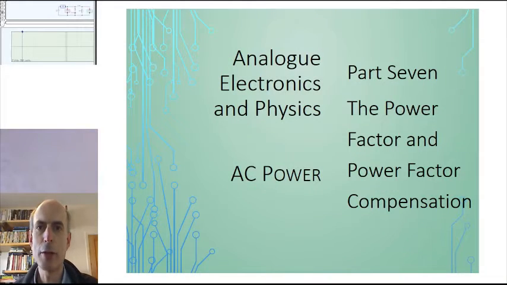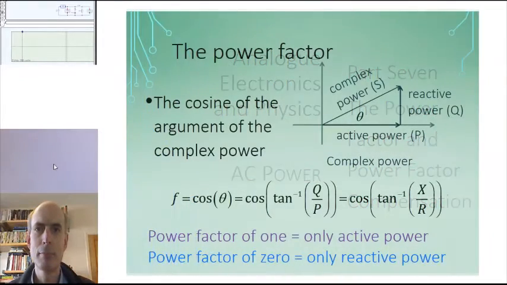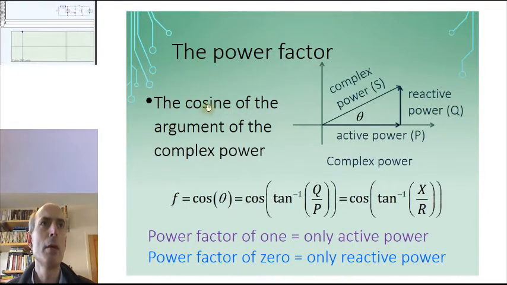Hello, and in this final video about AC power, I want to talk about the power factor and power factor compensation. First of all, what is the power factor? Well, most simply put, the power factor is the cosine of the argument of the complex power. So if the complex power was represented by this point on the Argand diagram, the power factor would be cosine of theta.